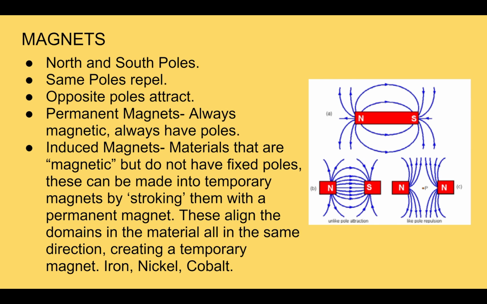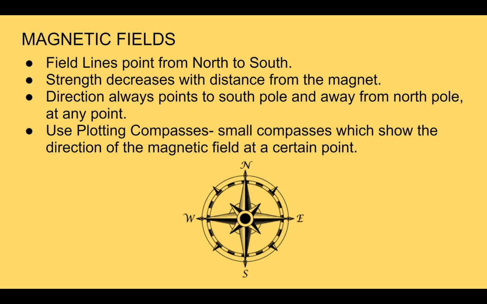So magnets, north and south poles, same poles repel, opposite poles attract. Permanent magnets, always magnetic, always have poles. Induced magnets, materials that are magnetic but do not have fixed poles. These can be made into temporary magnets by stroking them with a permanent magnet. These align the domains of the material all in the same direction, creating a temporary magnet. For example, iron, nickel, or cobalt.